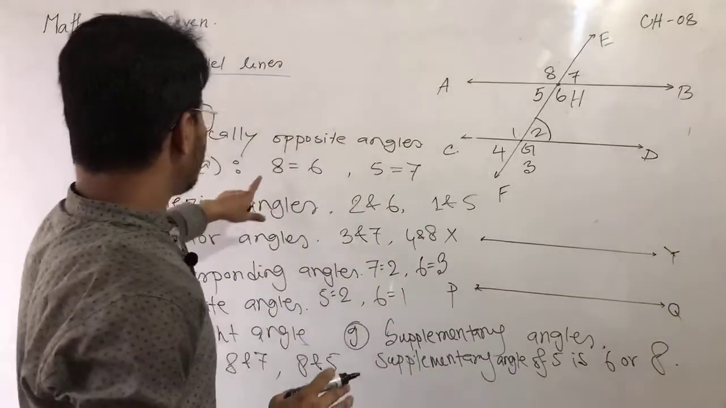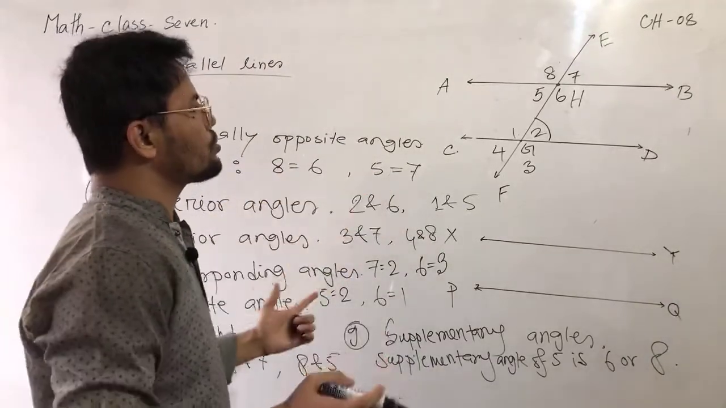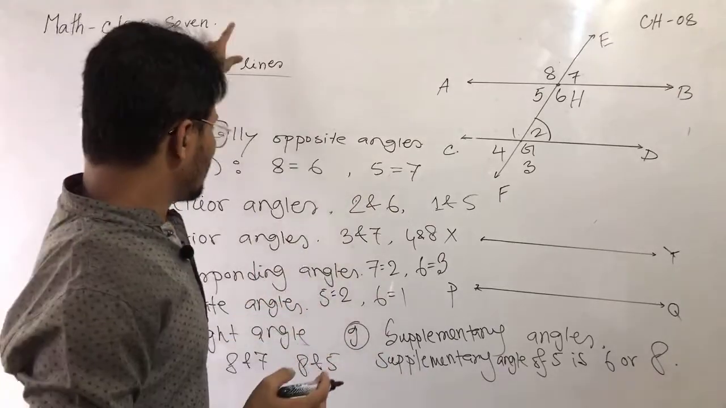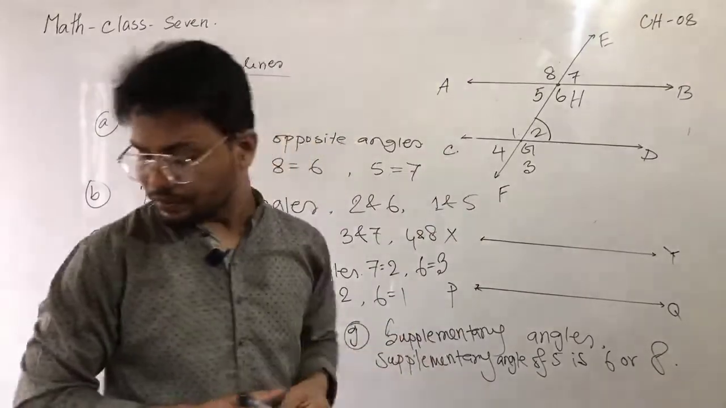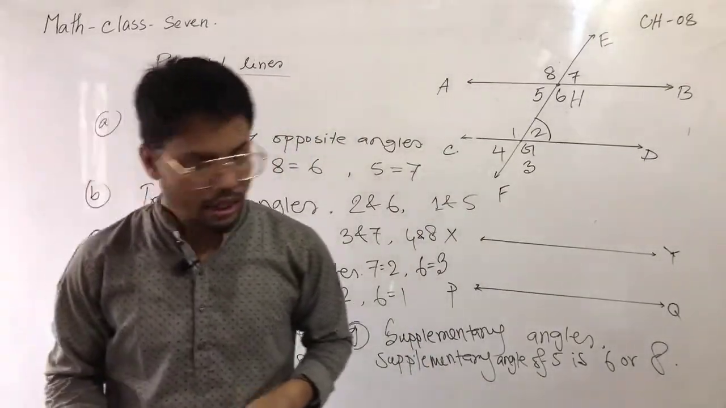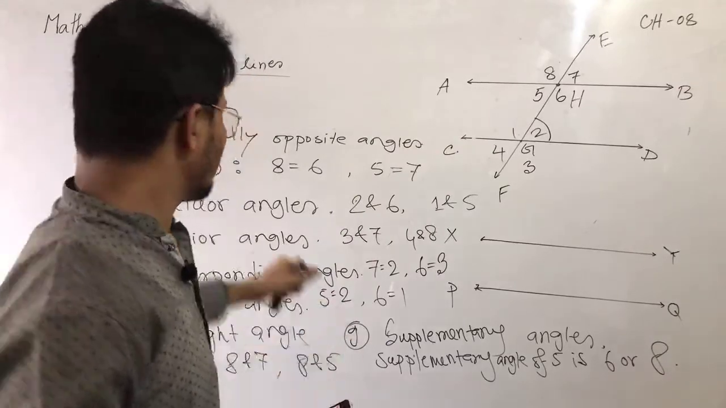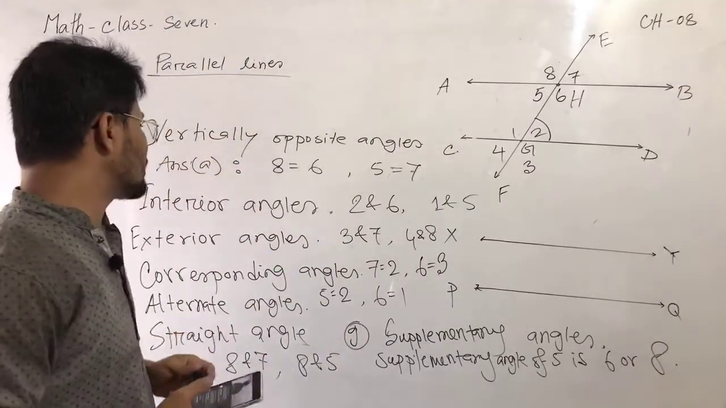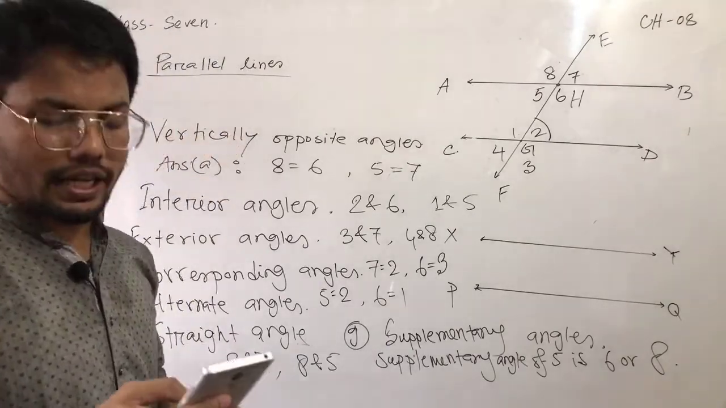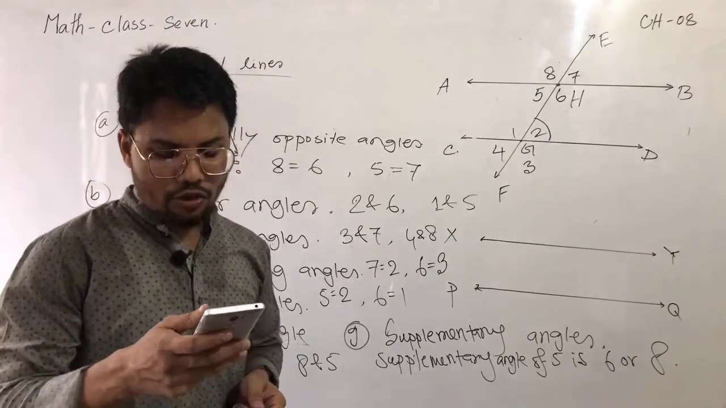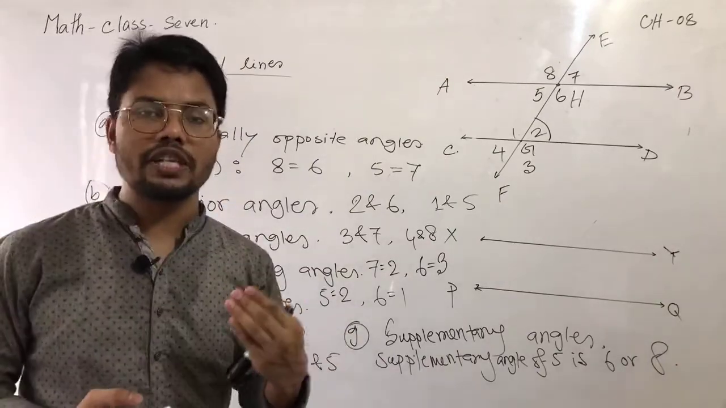Like I applied here 8 equals 6, so you can write 2 equals 4, 1 equals 3. Using this similar step, give other examples. And from the figure you can find more angles related with this content: vertically opposite, interior, exterior, corresponding, alternate, straight, supplementary angles. Mention the numbers, then I can review your comments properly.